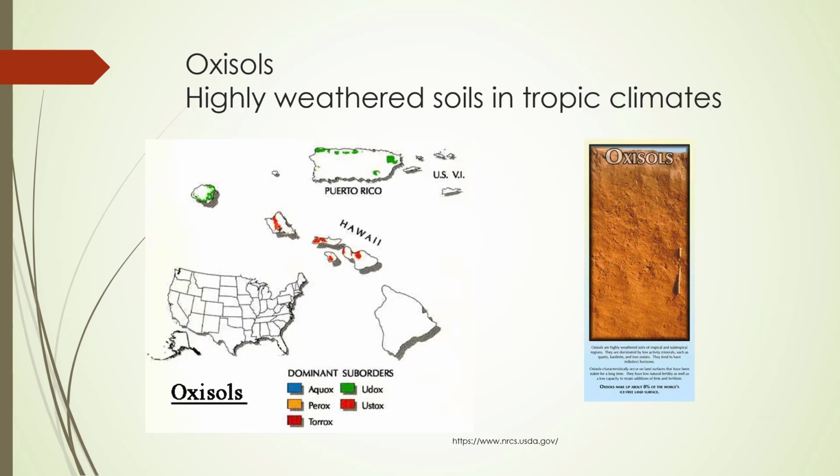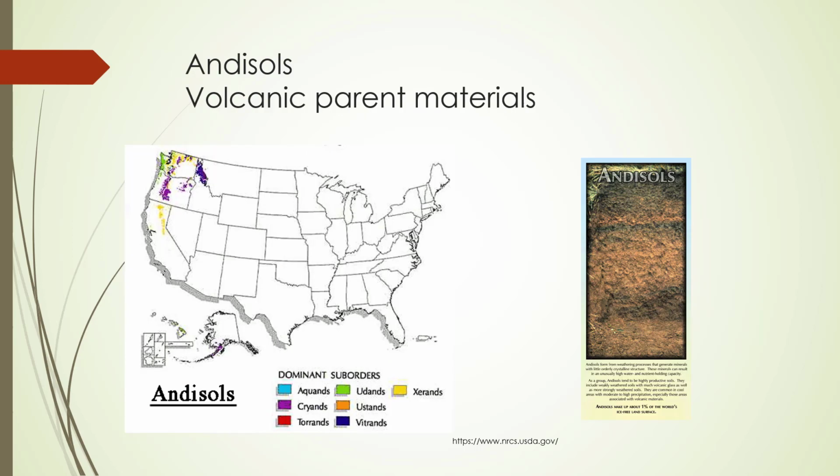Oxisols are highly weathered soils in tropic climates. You can see Hawaii, Puerto Rico, and they're very high in iron and aluminum oxides, very acidic. Andisols, volcanic parent materials, so we have quite a bit of that in our area. Again, not super defined in our layers here, but these are very productive soils and very high in natural fertility.